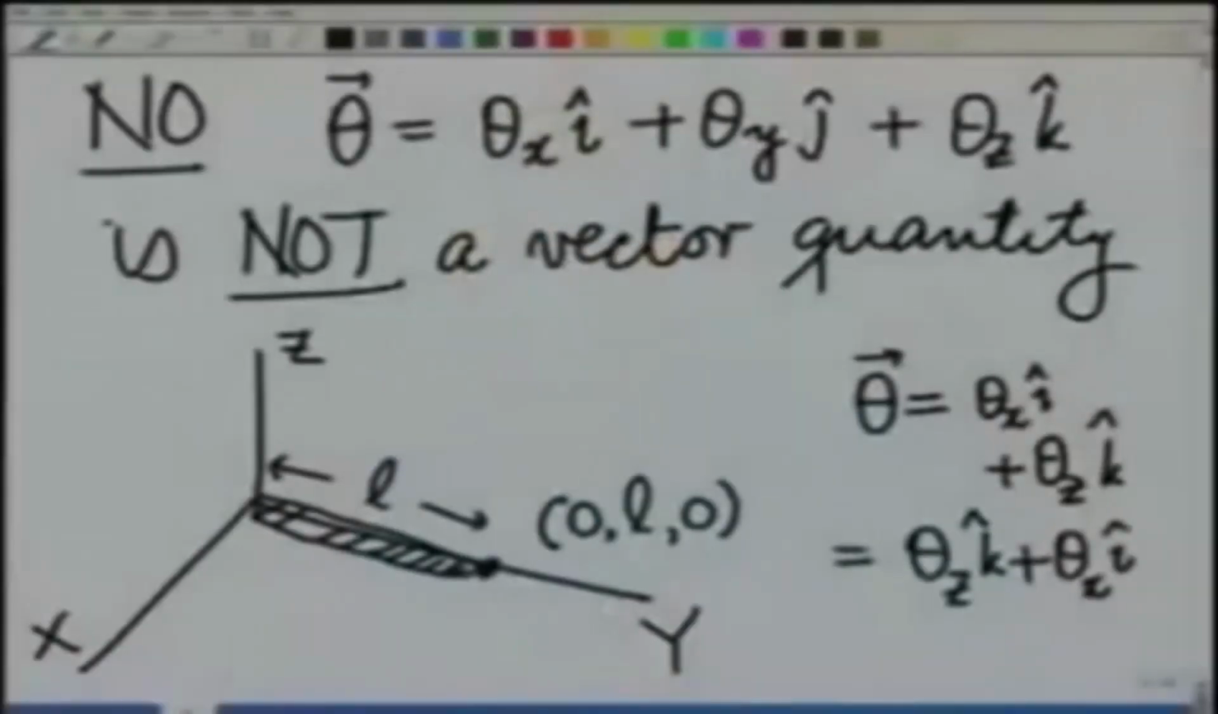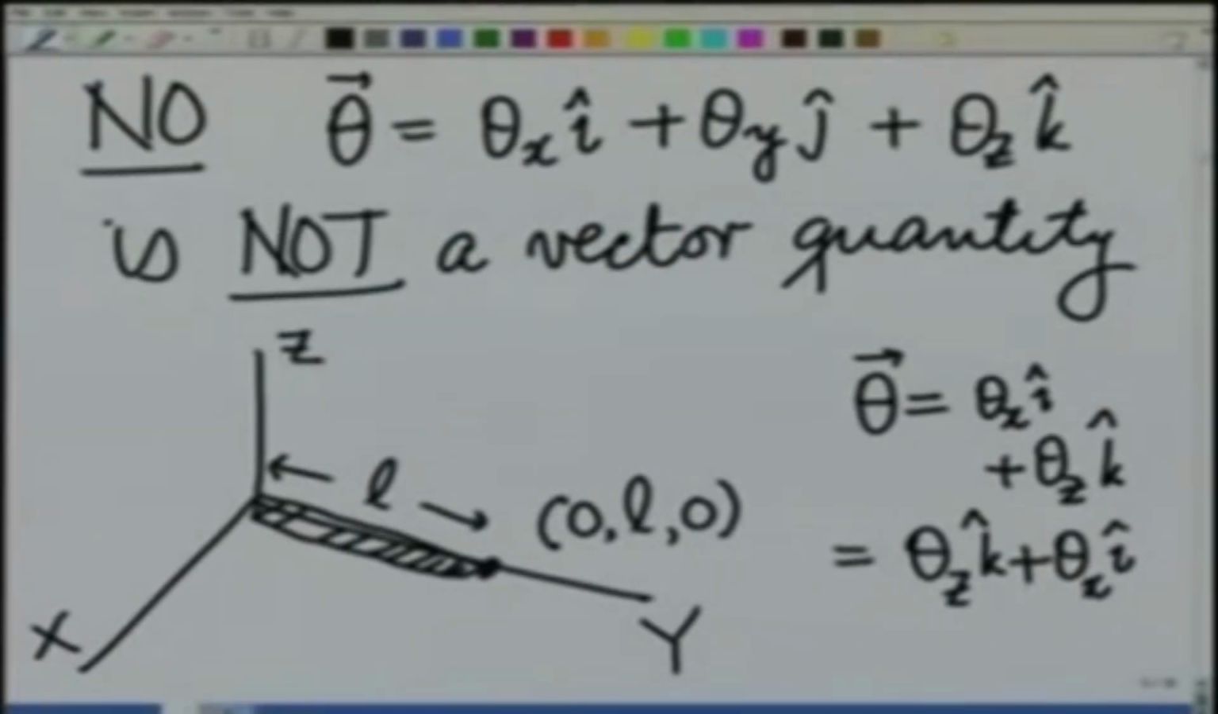So, you see in the two operations, if I carry out the rotation about the x axis first and then about the z axis, the rod ends up in this final position. On the other hand, if I give rotation about the z axis first and then about the x axis, it ends up in this position. That means theta x i plus theta z k is not the same as theta z k plus theta x i.